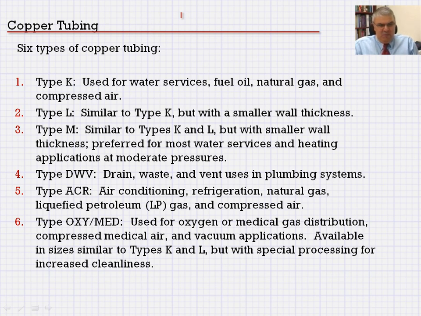So let me go back to type K, used for water services, fuel oil, natural gas, and compressed air. Type L is pretty similar to number 1, but the wall thickness would be smaller. The type M is similar to either 1 and 2, type K and L, but the thickness is even smaller, and it is mostly used for water services and heating applications at moderate pressures.